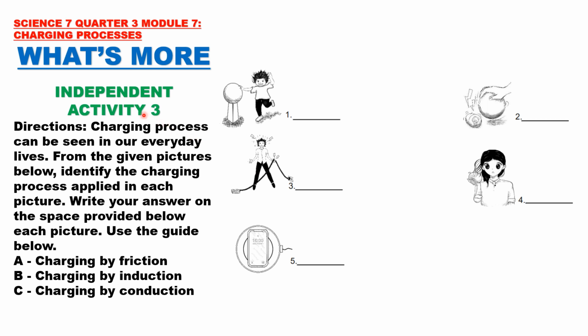Next, Independent Activity 3, charging process can be seen in our everyday lives. From the given pictures below, identify the charging process applied in each picture. Write your answer on the space provided below each picture. Use the guide below. A for charging by friction, B charging by induction, and C charging by conduction.